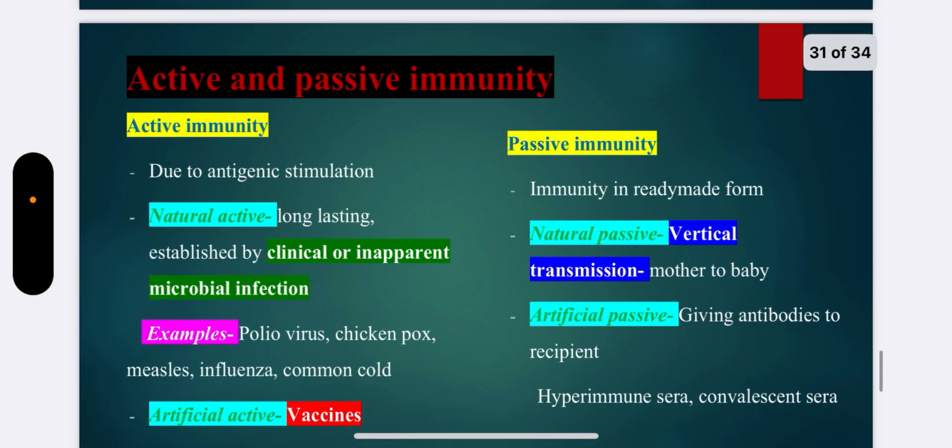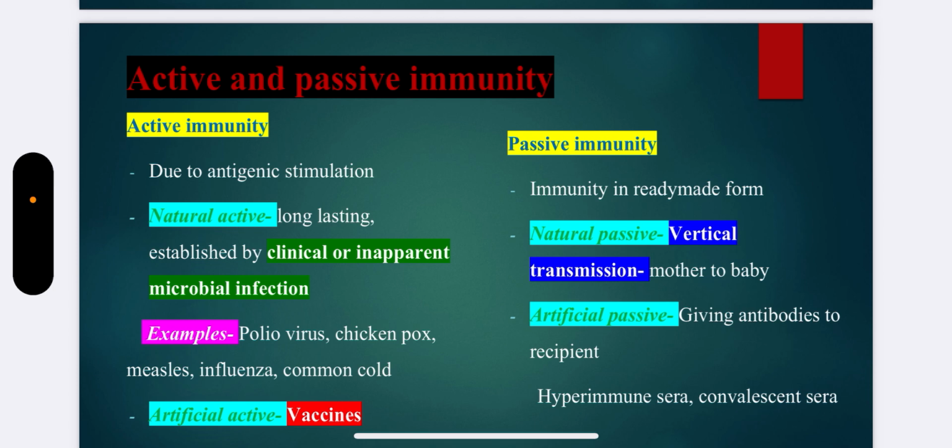Now a word about active and passive immunity. So the acquired immunity can either be adapted from the prior antigenic exposure or can be transmitted to the person in the ready-made form. So depending upon this, the acquired immunity can be classified into active and passive immunity. Now active immunity is the immunity that is acquired because of prior antigenic stimulation. It is of two types, natural active immunity and artificial active immunity.